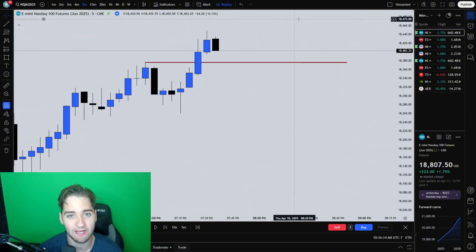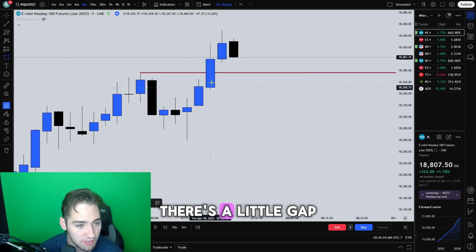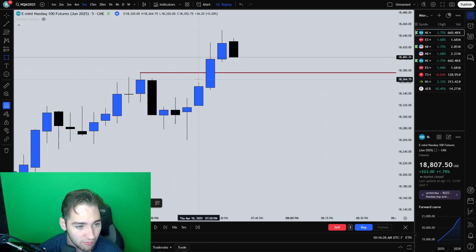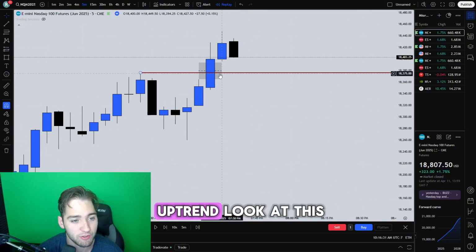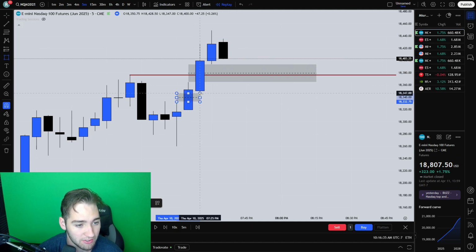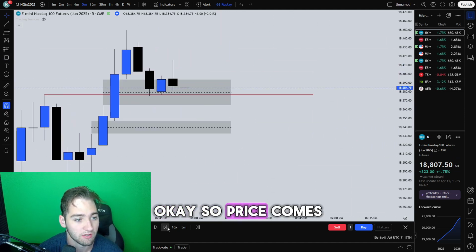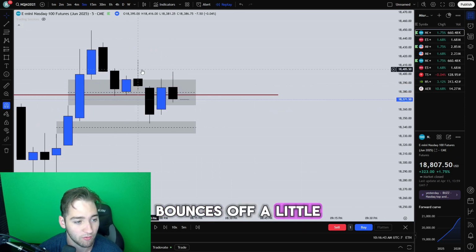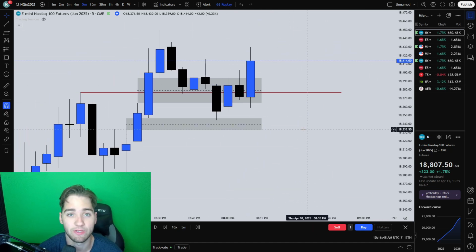When it comes to trading, guys, there's 2 things I like to acknowledge, and price is attracted to fair value gaps. What is a fair value gap? Remember, it has to do with 3 candles. There's a little gap, from the high of the first candle, from the wick, to the low of the 3rd candle right here. If we're in an uptrend, look at this, price should reverse back into this fair value gap to continue. Okay, so price comes in here, bounces off a little bit, comes to this one, bounces off there, boom. That's a confluence we could add in our trading.